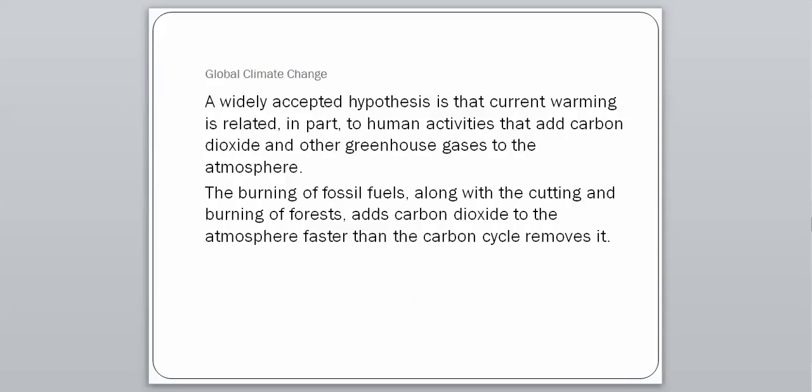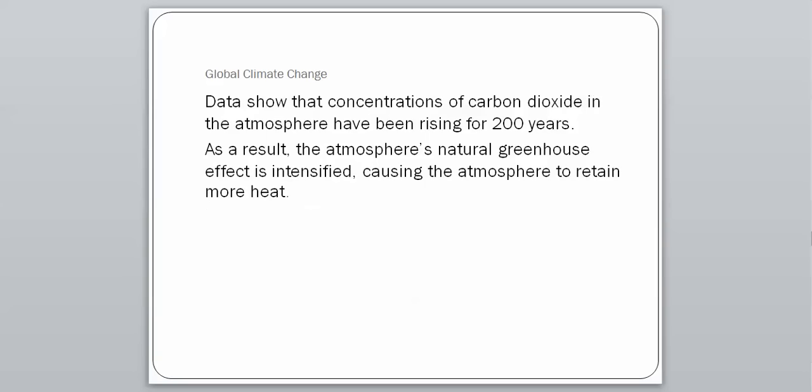And the burning of the fossil fuels, along with cutting and burning of forests, adds CO2 or carbon dioxide to the atmosphere faster than our carbon cycle removes it. So even if we are burning out our fossil fuels, we're not helping our problem because we're also cutting down trees, and the trees would be the ones that would help remove the carbon dioxide. But now it's widely accepted that our current global warming is in fact due to those major changes done by humans. And data shows that the concentrations of CO2 in the atmosphere have been rising for 200 years.